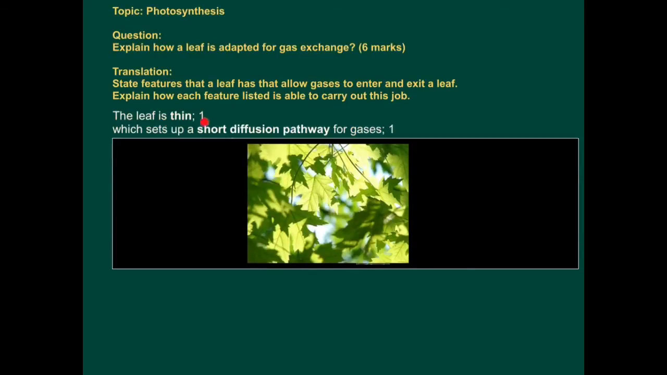So firstly, the leaf is very thin, and that means there's a very short diffusion pathway for gases. What this means is gases don't have to travel very far to get to their destination, either out of the leaf or into cells of the leaf.